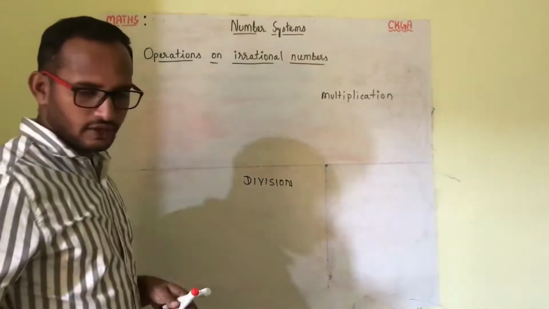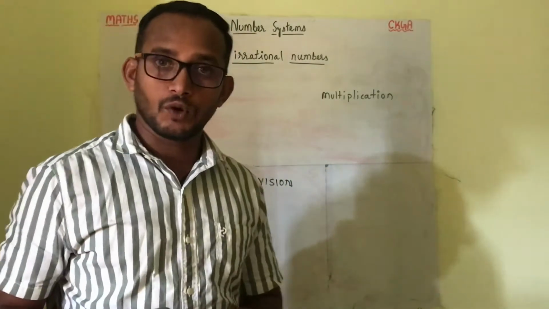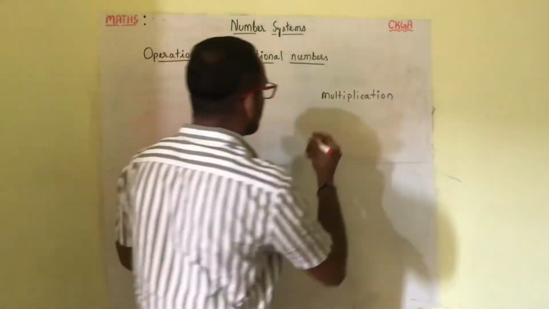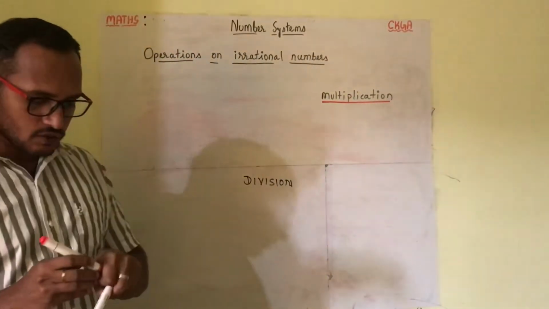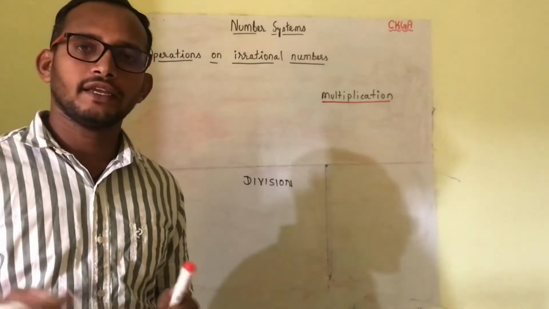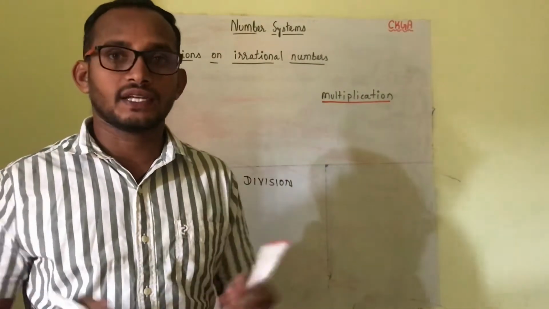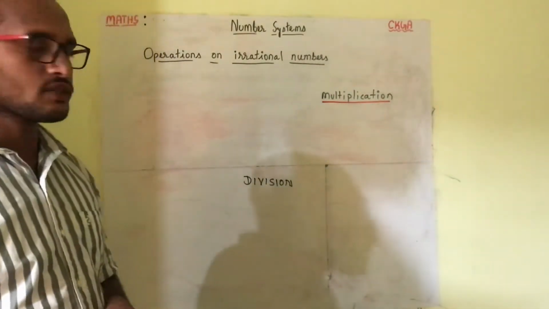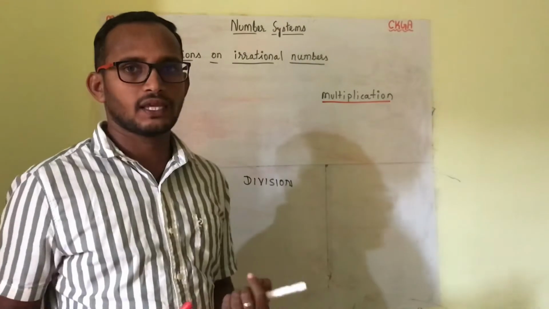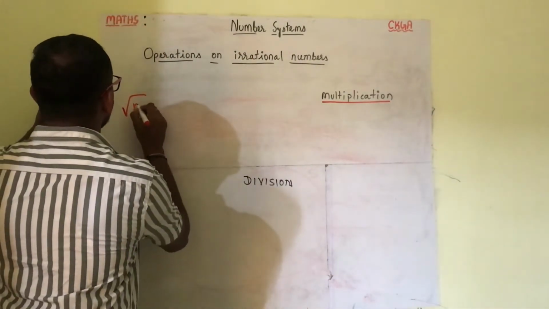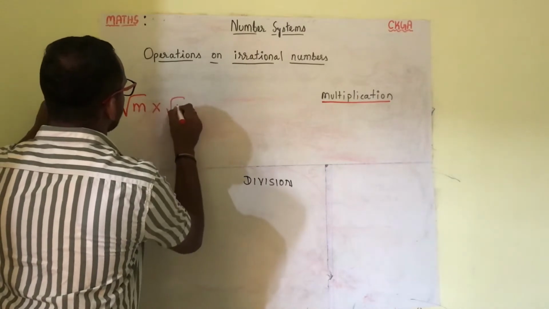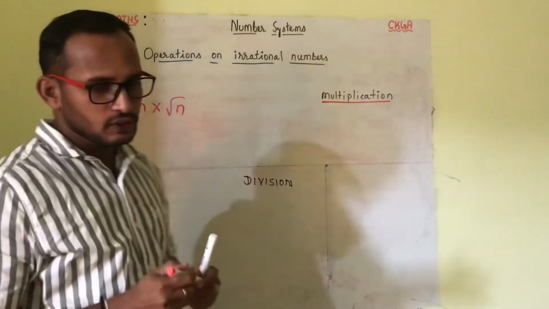Now I'm entering another important category, multiplication of irrational numbers. If you understand this, you need to get one basic idea, you can say a law. If you understand that law, you can multiply irrational numbers. Suppose you have root m into root n. Let's say root m into root n I'm having.